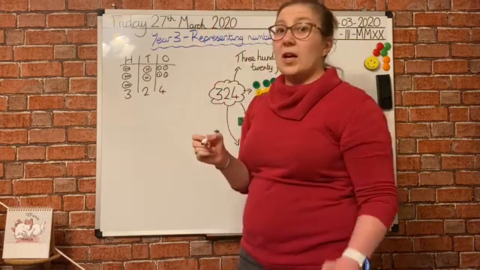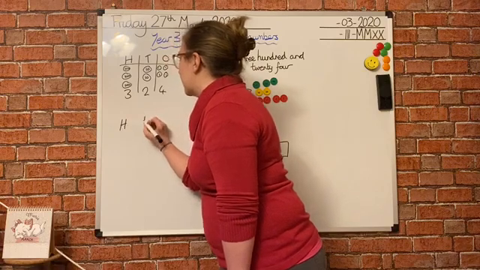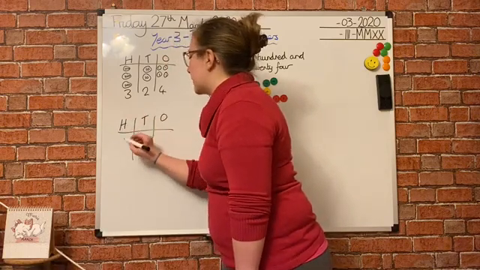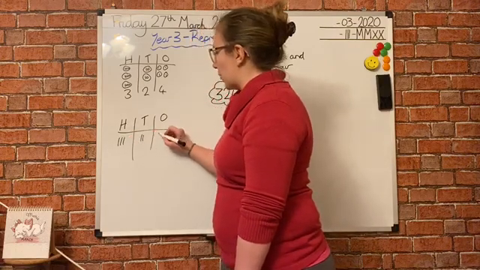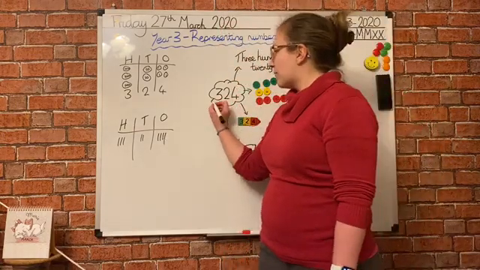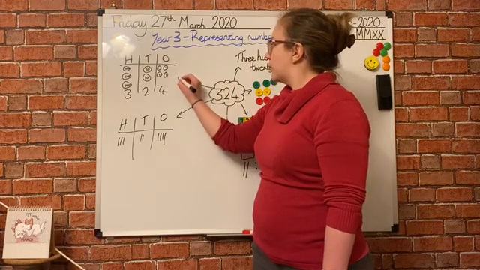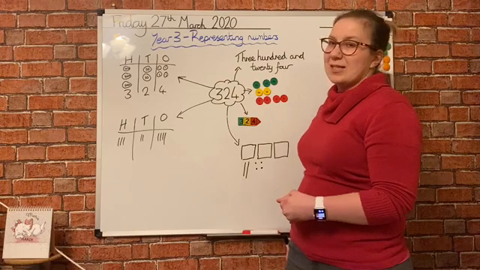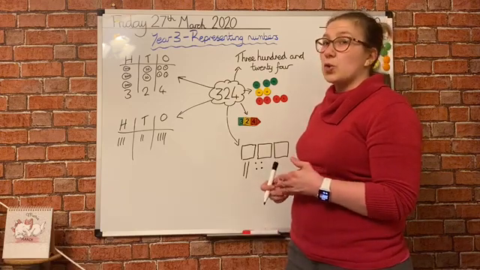324. Also using the place value grid, I could use a tally. So 1, 2, 3 hundreds, 2 tens, and 1, 2, 3, 4 ones. Remember, there are lots of ways to represent numbers. Lots of these representations separate the parts of the number down, and that is called partitioning.